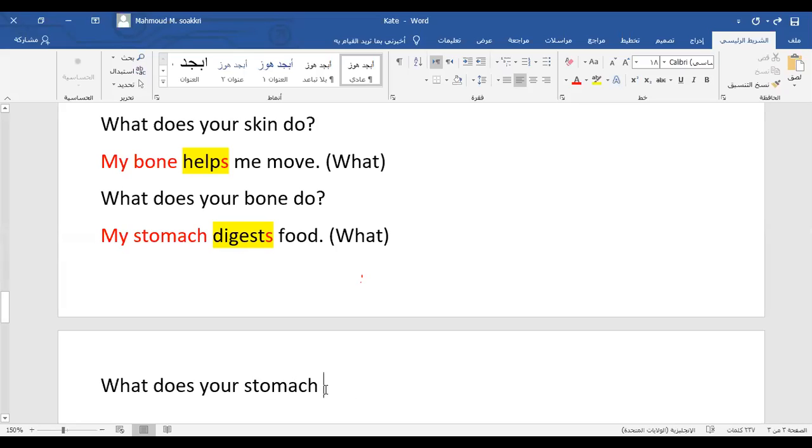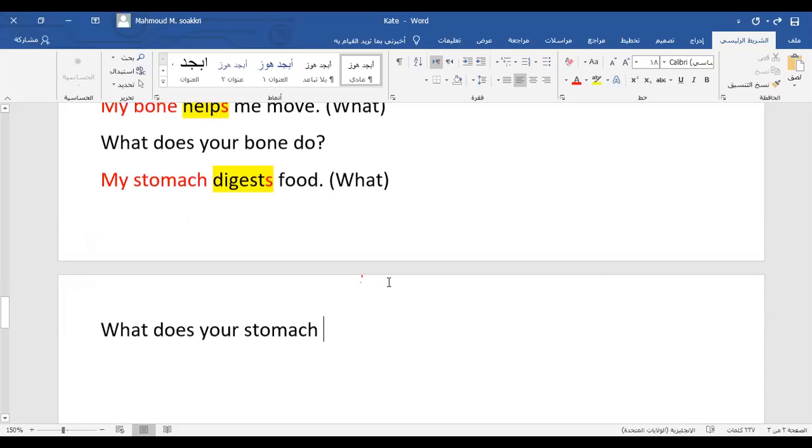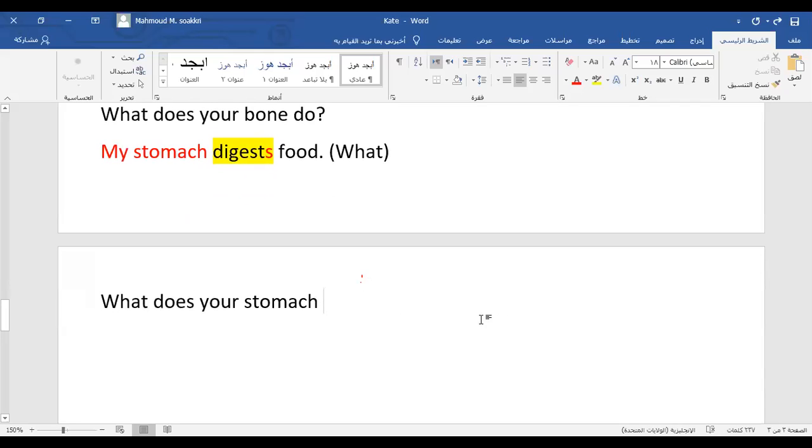What does your stomach does, or what does your stomach do? Again, Ahmed Hani, just be patient. Slowly, step by step. What does your stomach do or what does your stomach does? Look at the examples. What does your heart do? What does your skin do? What does your bone do? What does your stomach do? Excellent, Ahmed Hani. Thank you very much.